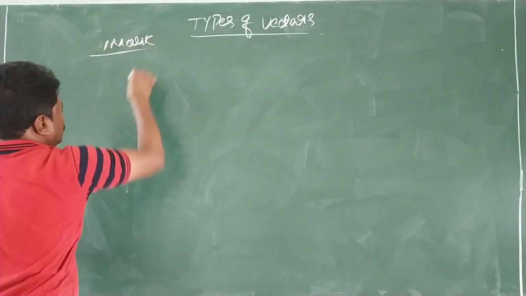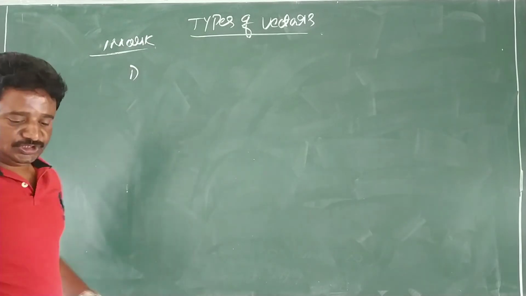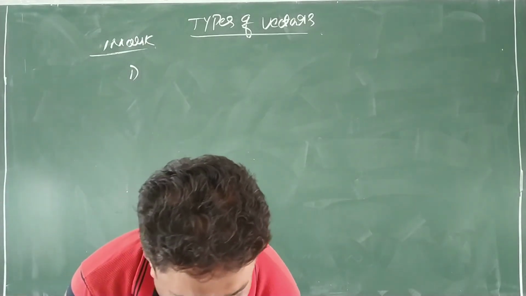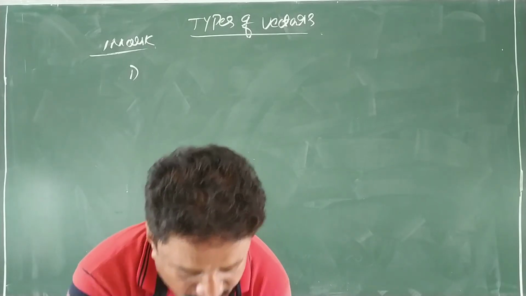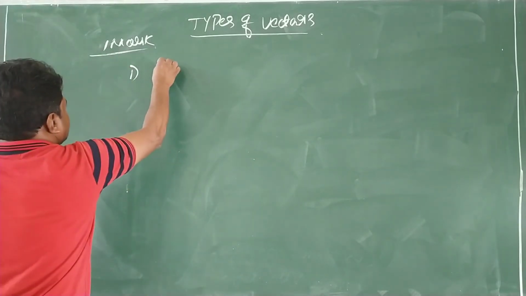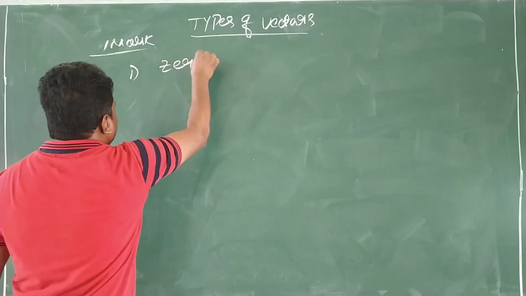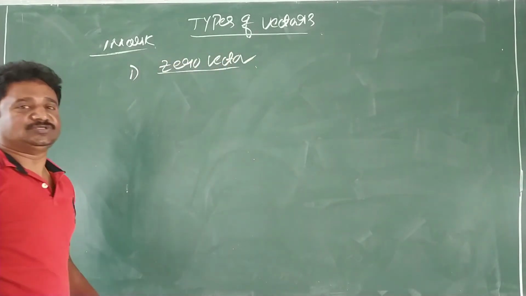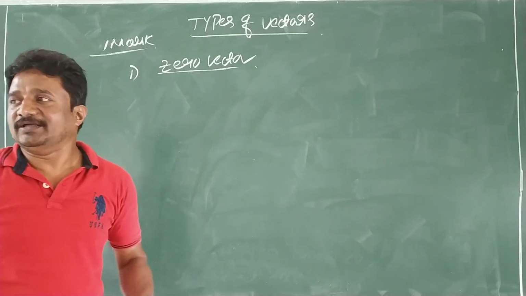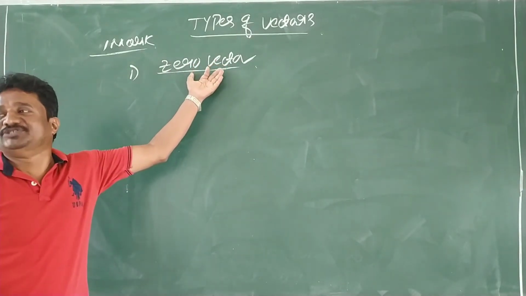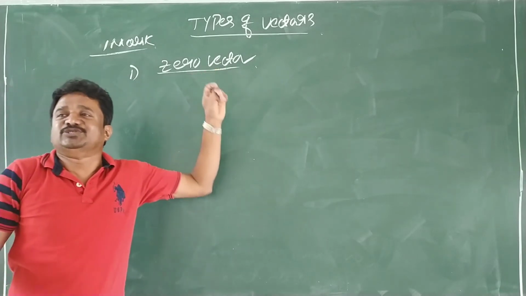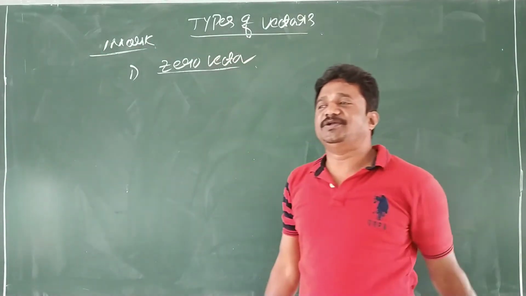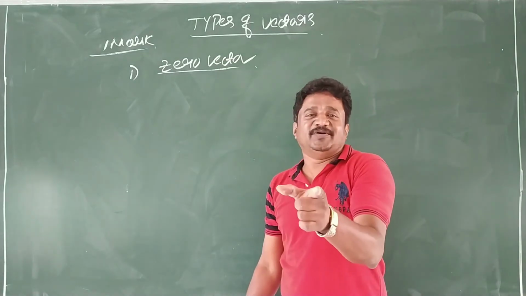First one. Zero vector. Define zero vector. You learn by heart all the definitions, students. Define zero vector. From that name itself, zero vector. Vector with zero magnitude. Vector with what? Zero magnitude. So it is called zero vector.